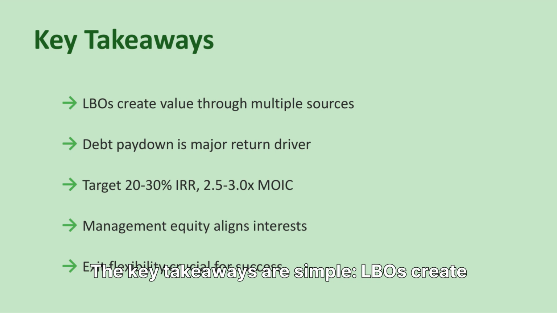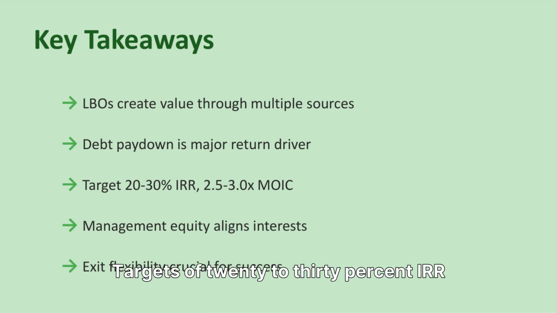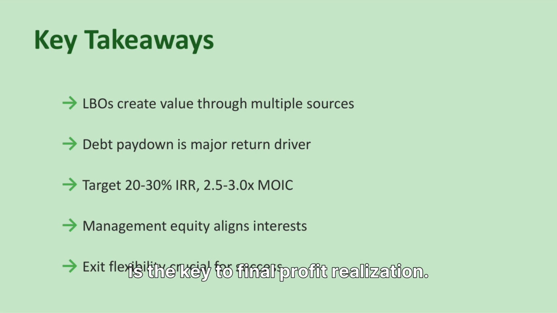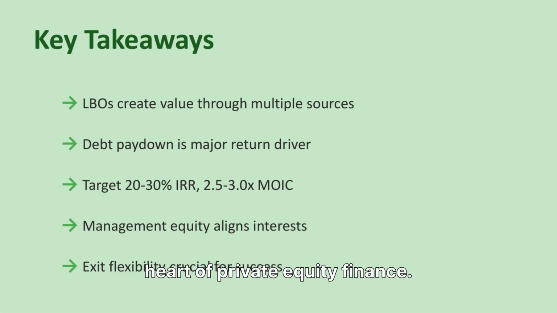The key takeaways are simple. LBOs create value through debt paydown, operational growth, and multiple expansion. Targets of 20 to 30% IRR are the benchmark for success. Management alignment is crucial, and exit flexibility is the key to final profit realization. Master these concepts, and you master the heart of private equity finance.